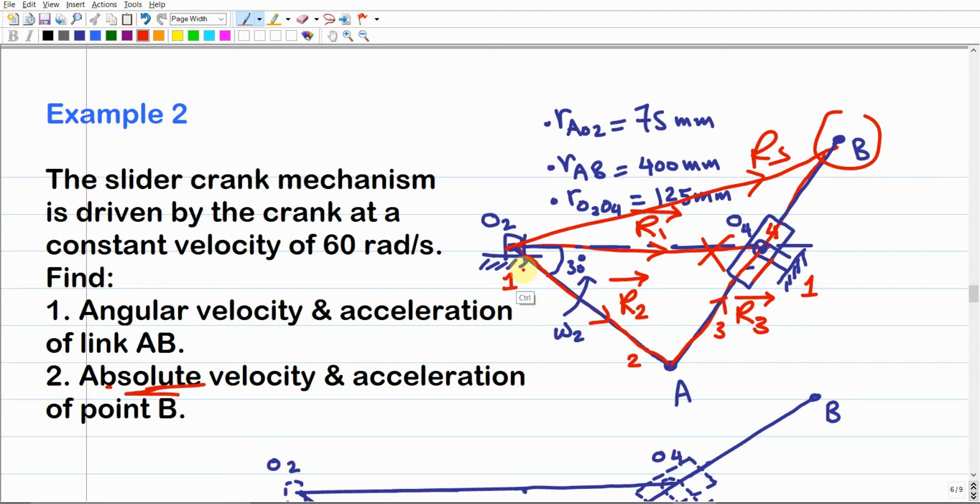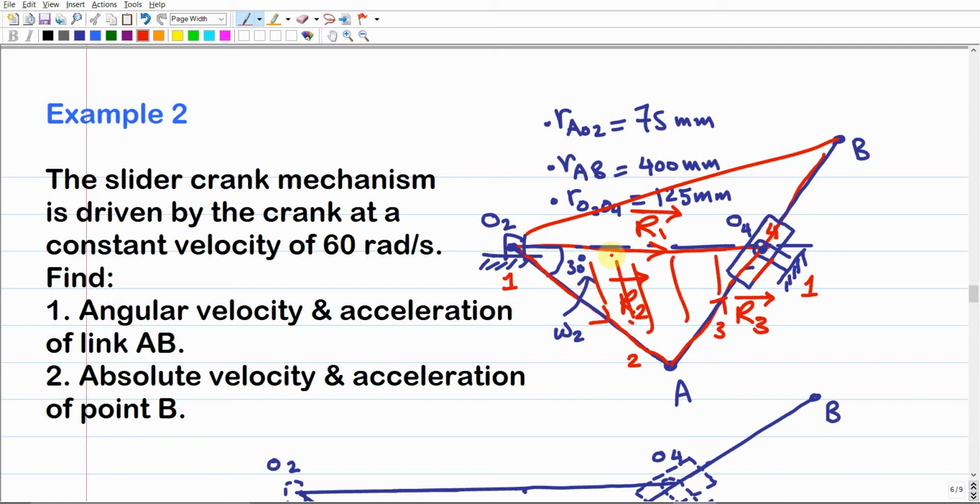But for this mechanism, if you try to set up this position vector and figure out the number of unknowns, you're going to find that they are more than 2. It means that you have to break down this loop into 2 more loops. You have to consider this loop first, because if you consider this loop, the number of unknowns will be just 2. It means that we can solve this loop closure equation. Make sense? Remember all the time that the number of unknowns should be only 2 for any loop closure equation for position, velocity, or acceleration analysis.